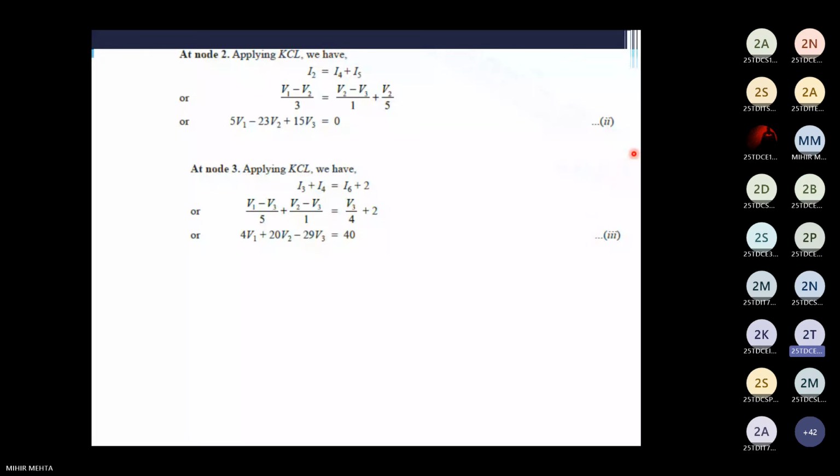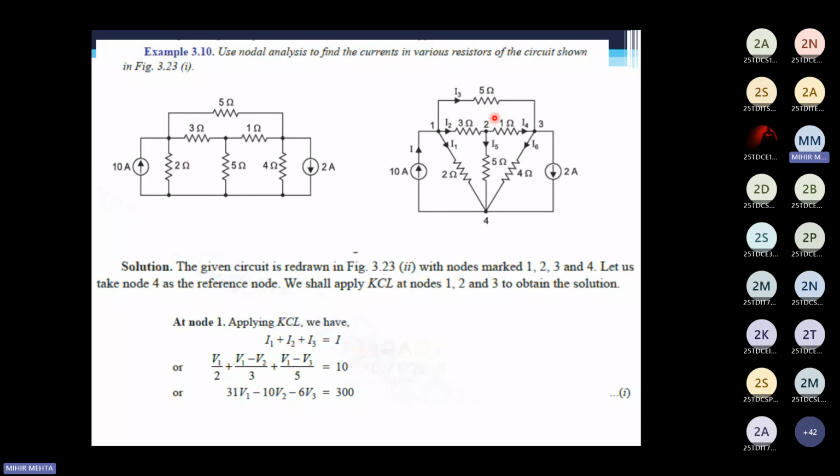Sir, we were analyzing the node 2. You were analyzing the node 2. Okay. So let me go back to the. Okay. So you are analyzing node 2.